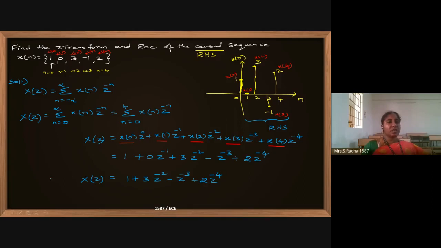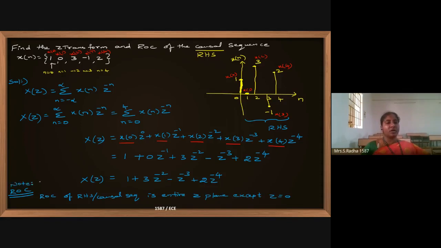They are asking for the Z transform and the ROC. For a right-handed signal, the ROC of a causal sequence or causal signal is the entire Z plane except Z equal to 0. So you have to remember this.